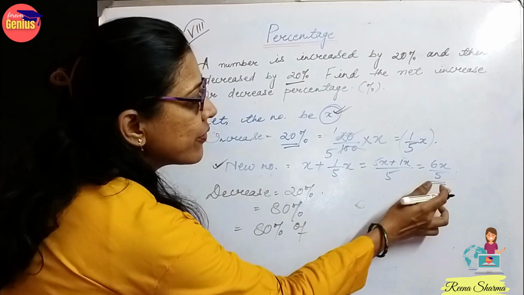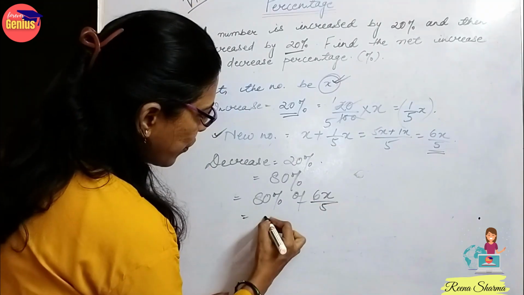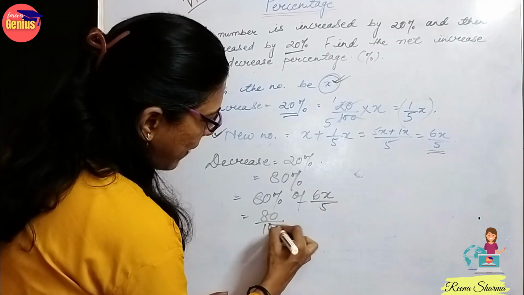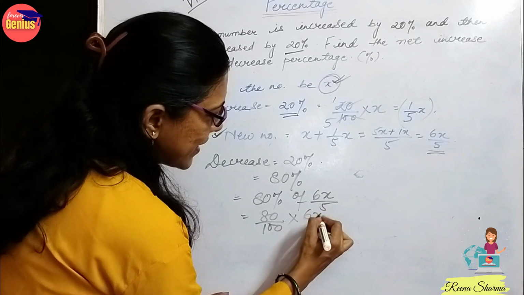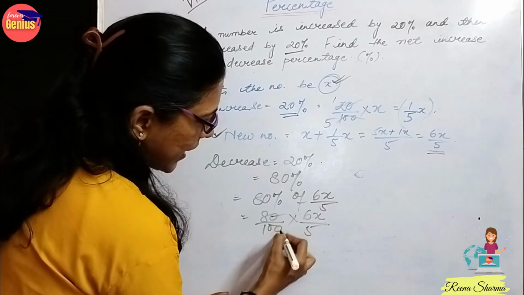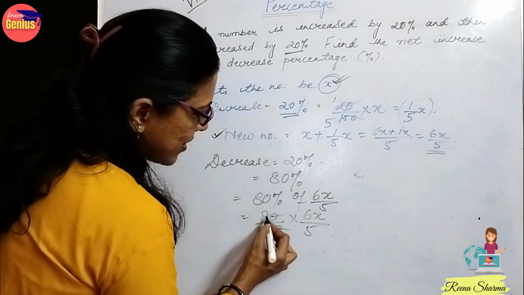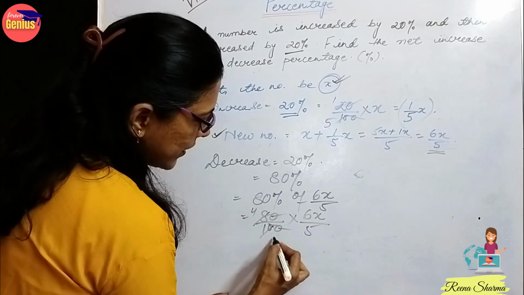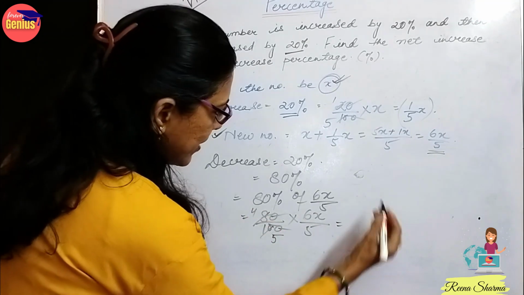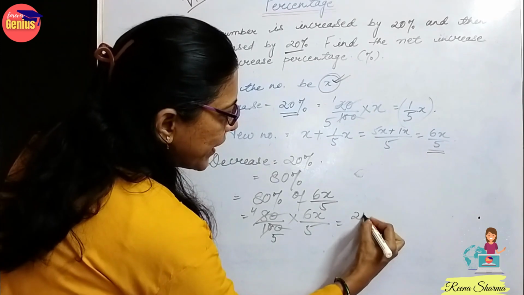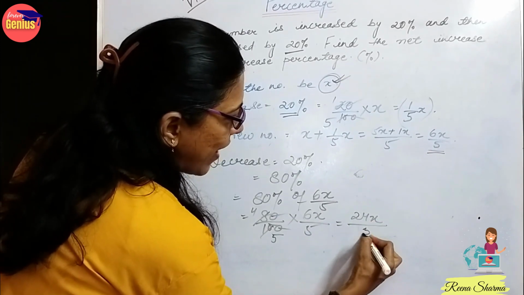80% of this number is equal to 80 by 100 into 6x by 5. Again we will do the calculations. This is 4, this is 5. Now this is equal to 24x by 25.